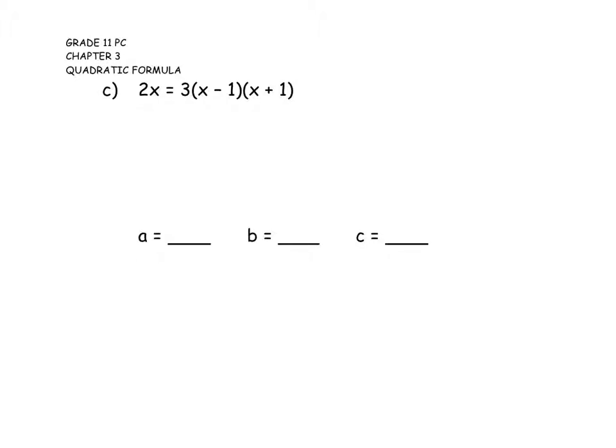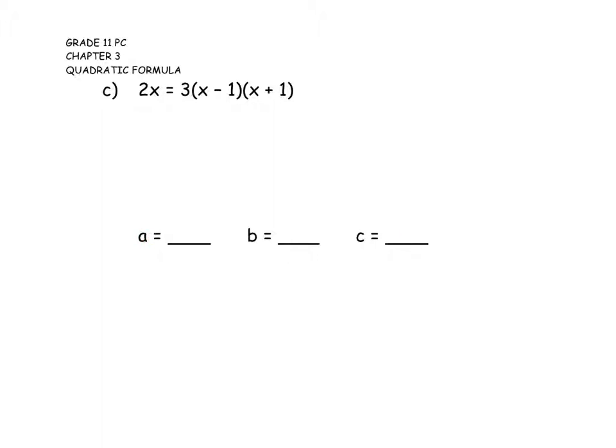Alright, so again, another slightly different example. What you have here is an expression and an equation where it's not equal to 0 on one side. And it is absolutely important that whenever you use the quadratic formula, you have equal to 0 on one side. So what I'm going to do is expand this, make it equal to 0 by bringing that over, and then have something for a, b, and c.